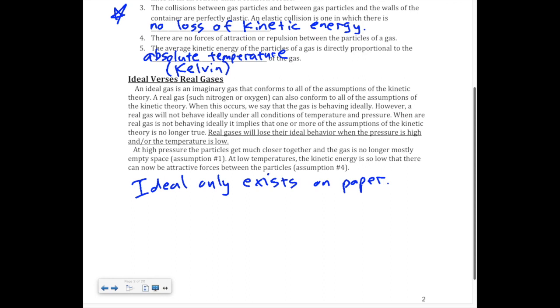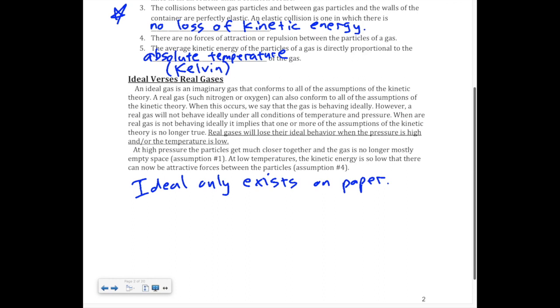Now, the gases you're breathing right now are real gases. A real gas, such as nitrogen or oxygen, can conform to all the assumptions of kinetic theory. When this occurs, we say the gas is behaving ideally. However, a real gas will not behave ideally under all conditions of temperature and pressure. When a real gas is not behaving ideally, it implies that one or more of the assumptions of the kinetic theory is no longer true. Real gases will lose their ideal behavior when the pressure is high and the temperature is low.